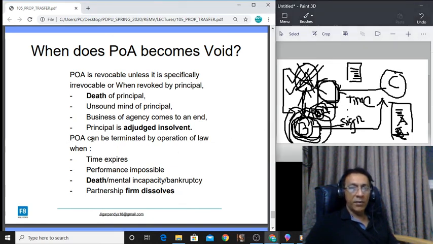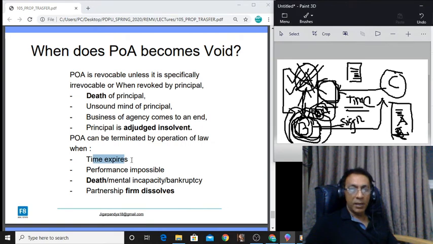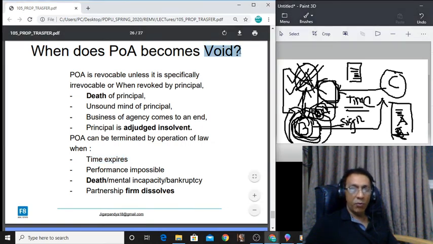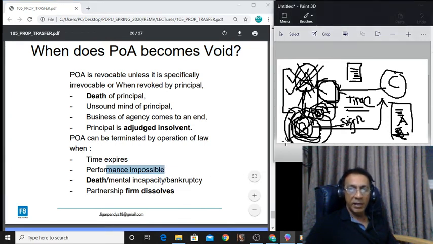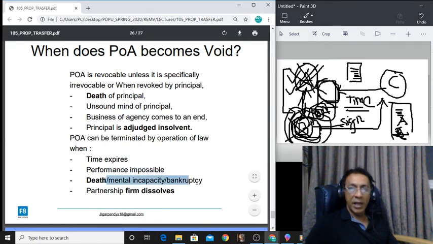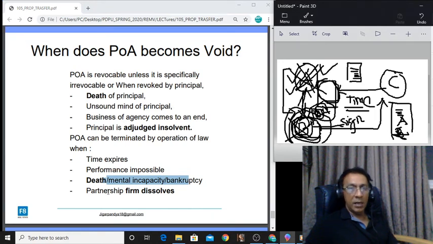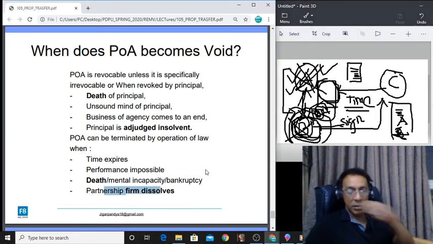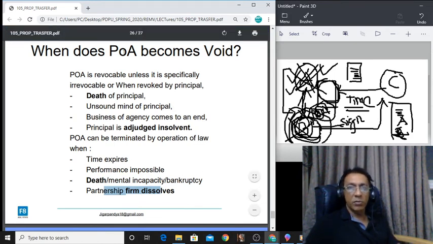Power of attorney can also be terminated by the operation of law when time expires. When the time limit is up, it is no longer valid, so it can become what we call void. Performance impossible: what if B dies? There is no way to perform it. Death, mental incapacity, and bankruptcy, and here we are referring to A. And if there is a partnership firm with two partners, and the firm dissolves, in that case also the power of attorney can become null and void.